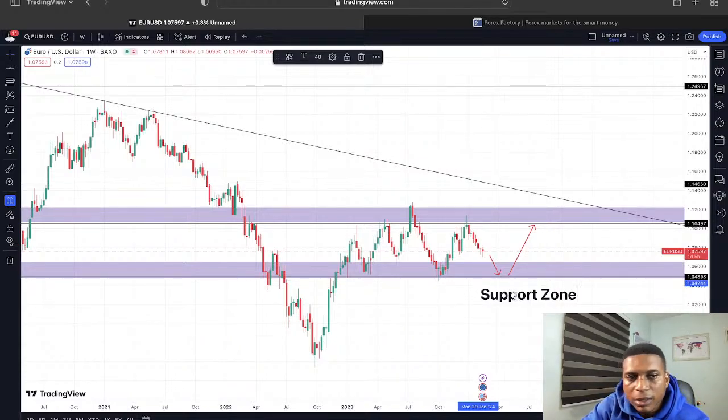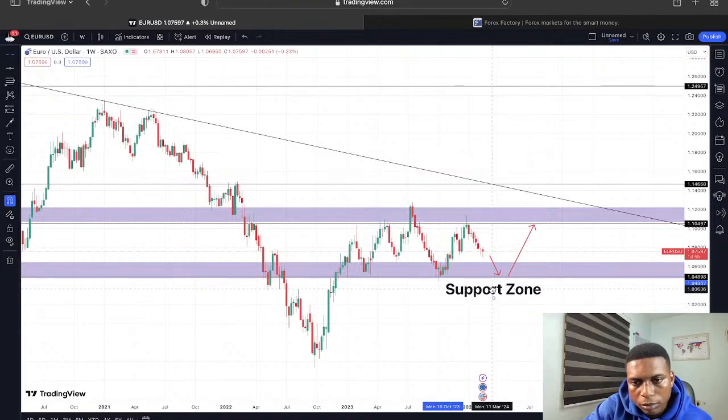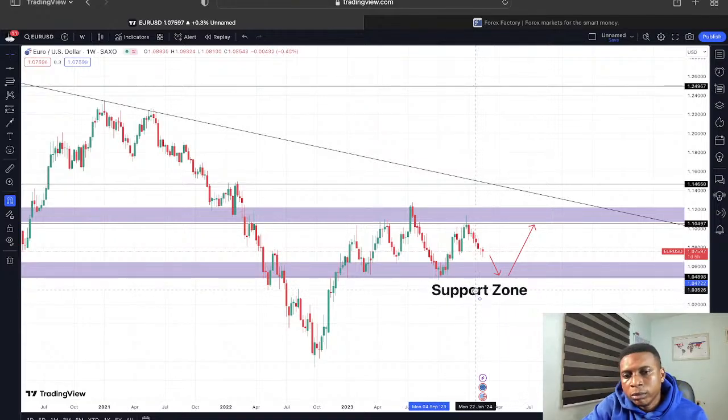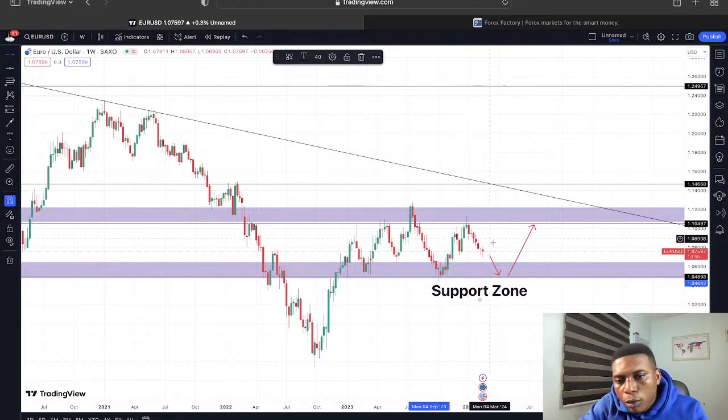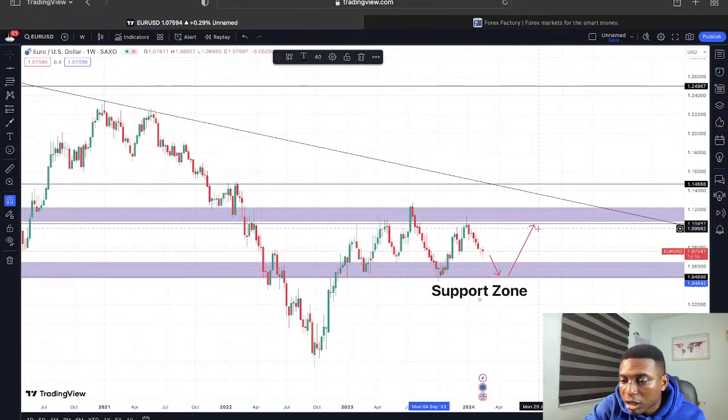Yeah, so this is our support zone. Okay, good. So I see the price coming to touch this place. There's a high probability the price will come and touch this place. And if, when price comes to touch this place, it would keep moving up.